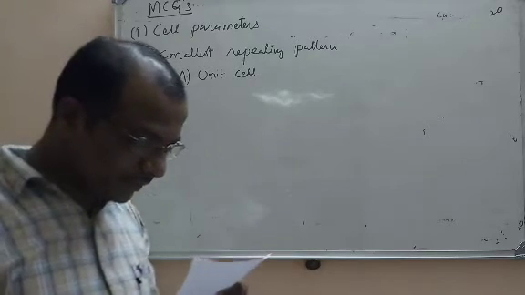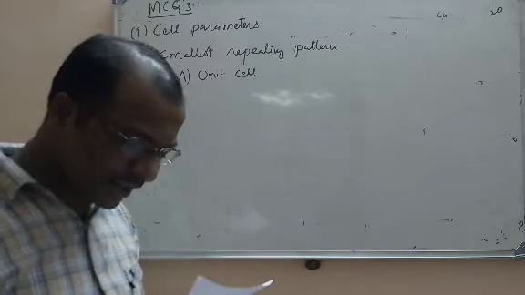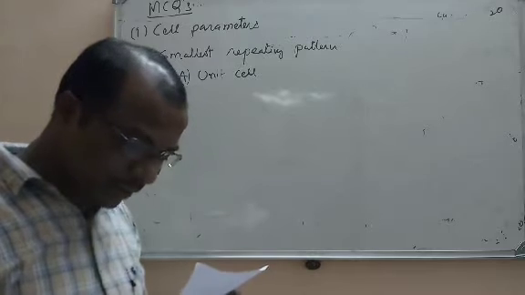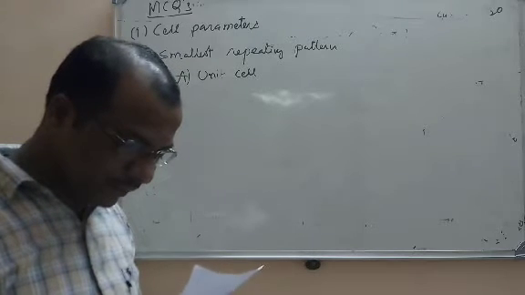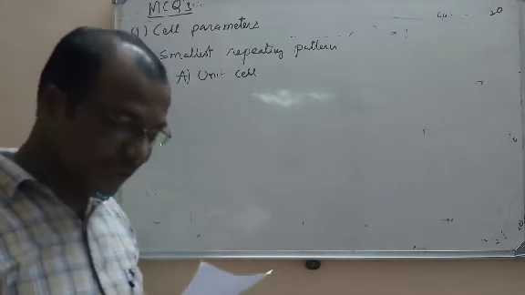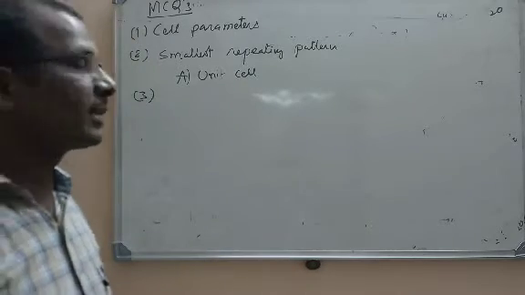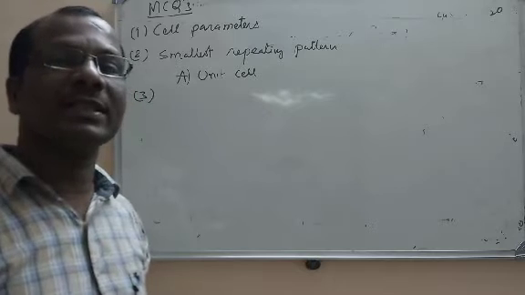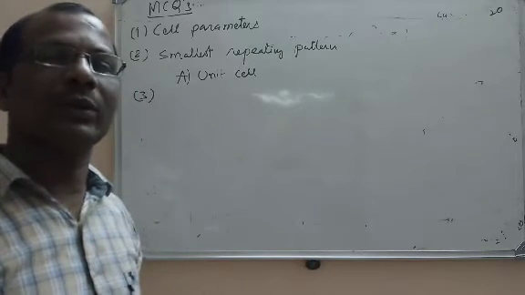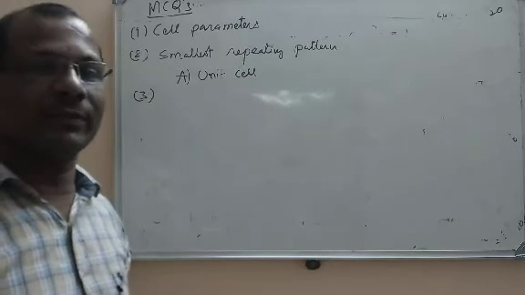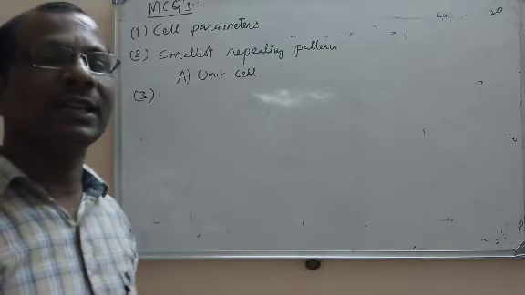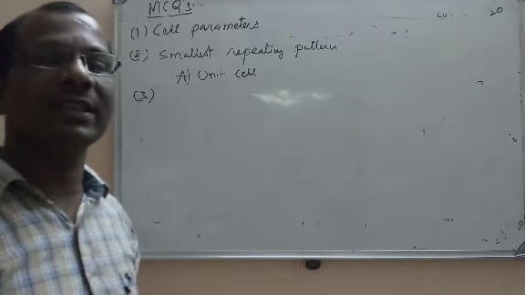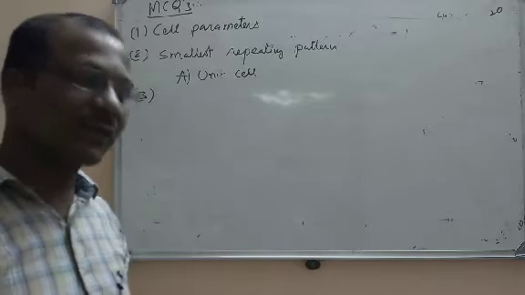If the points are placed at each of the 8 corners and one point at the center of the unit cell, then it is which system? So what they are saying: 8 points are at the 8 corners and one point is at the center of the unit cell. What is it? Body center. If you have 8 points at 8 corners and one point at the center of the unit cell, then we call it a body centered unit cell.